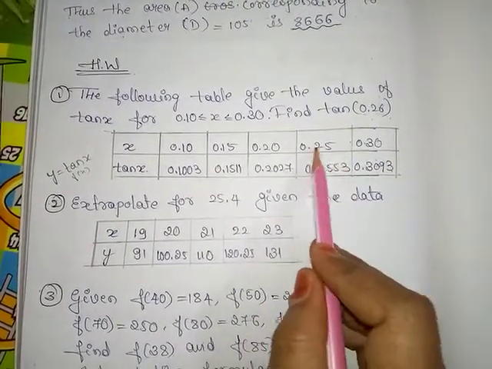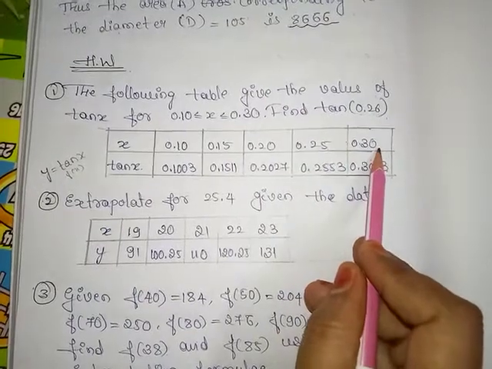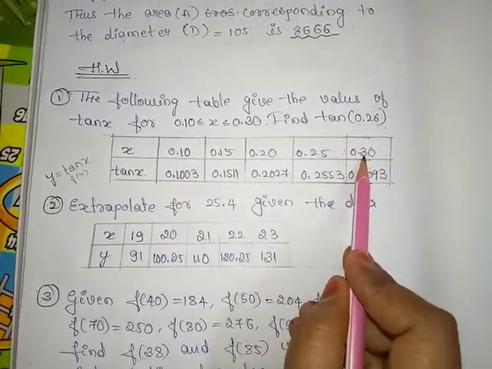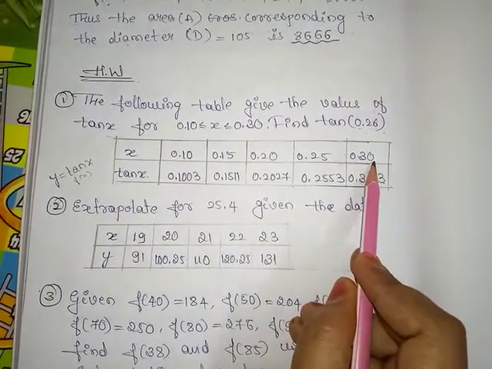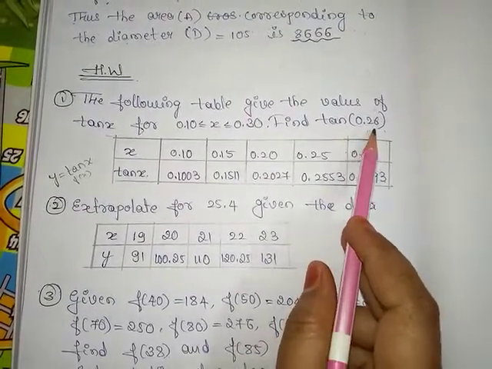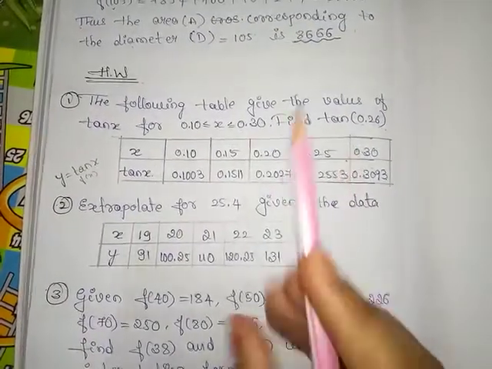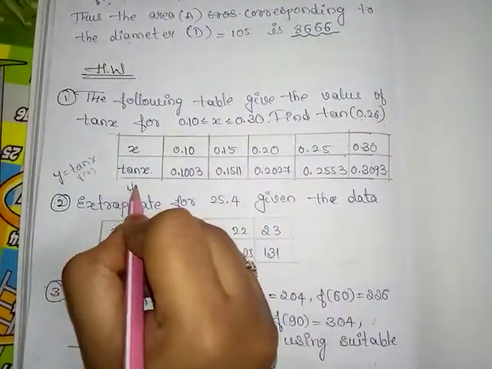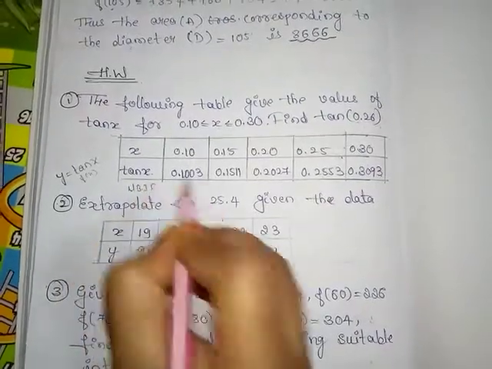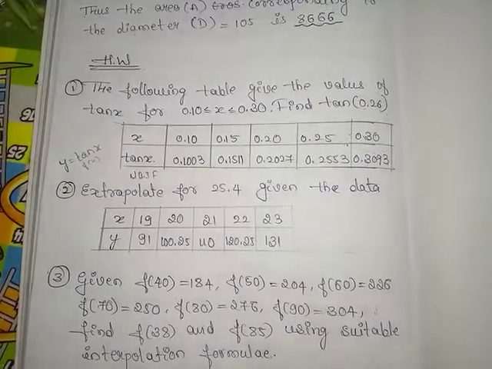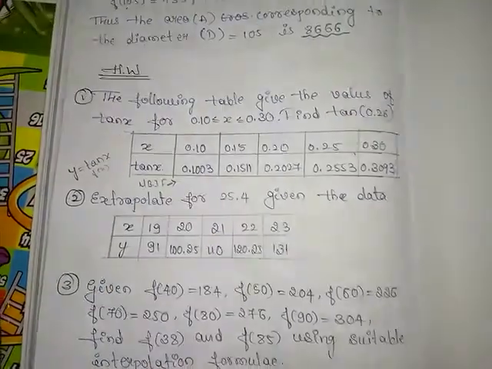0.26 lies in between 0.25 and 0.30. See, this 0.26 is near to xn. Here xn is 0.30. So this 0.26 lies in the second half. Means for this example we have to use Newton's backward interpolation formula.